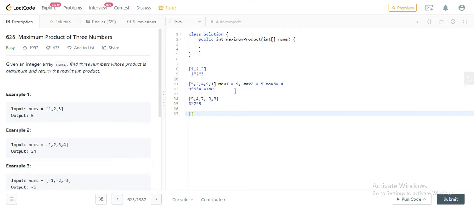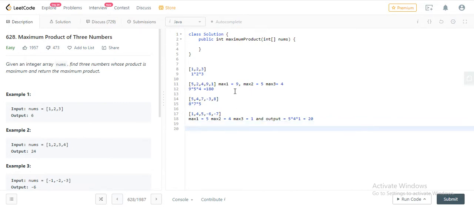Let's say 1, 4, 5, minus 6, minus 7. Now the twist has arrived. If we go with our previous approach, then max1 will be 5, max2 will be 4, max3 will be 1, and the output will be 5 multiplied by 4 multiplied by 1, which is 20.